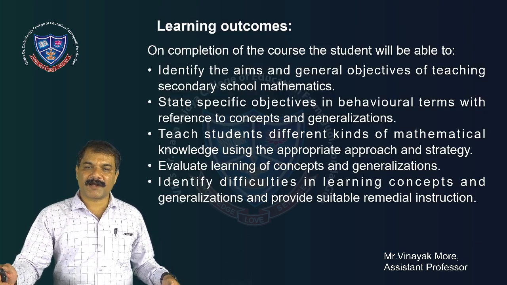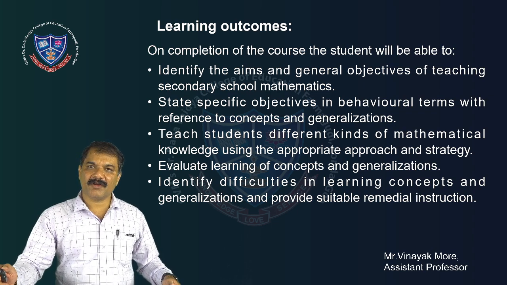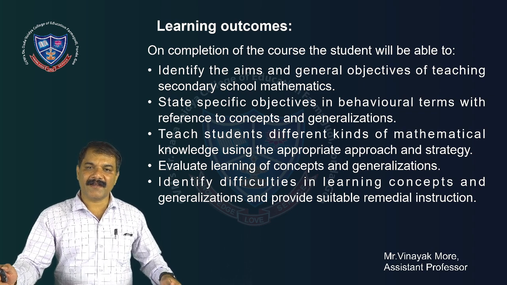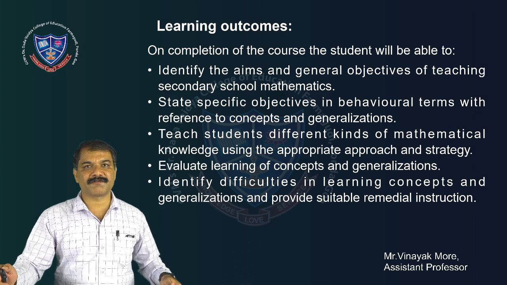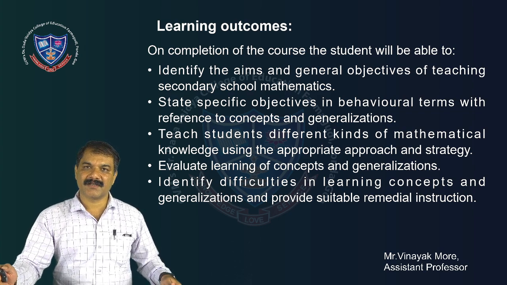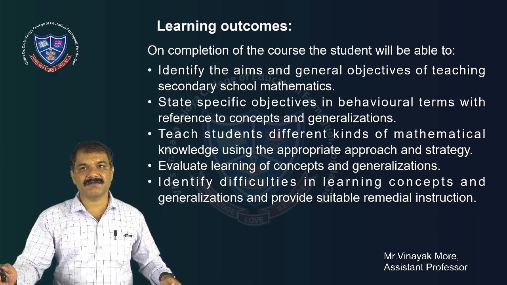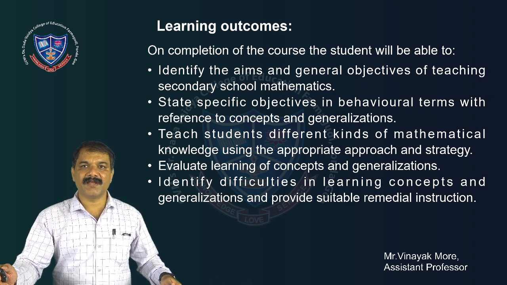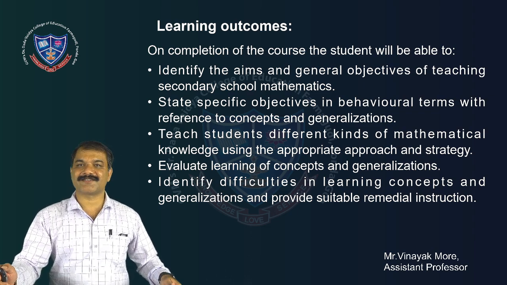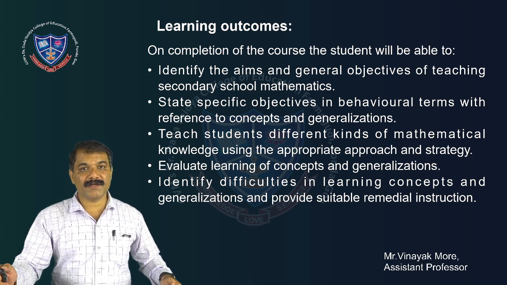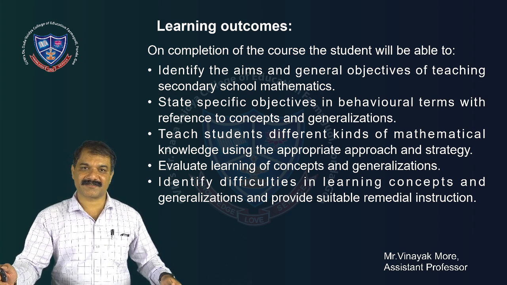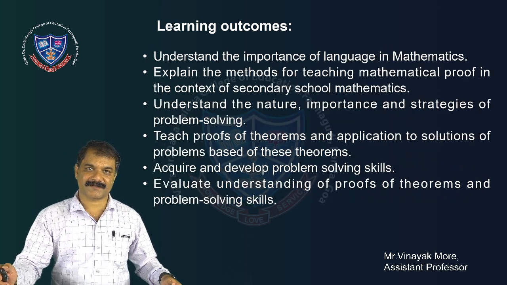Learning outcomes for this program: after completion of this course, you will be able to identify the aim and general objectives of teaching secondary school mathematics. You will be able to specify the objectives in behavioral terms with reference to concepts and generalization. You will be able to teach students with different kinds of mathematical knowledge with appropriate approach and strategy. You will be able to evaluate learning of concepts and generalizations. You will be able to identify the difficulties in learning concepts, generalizations and provide suitable remedial instructions.